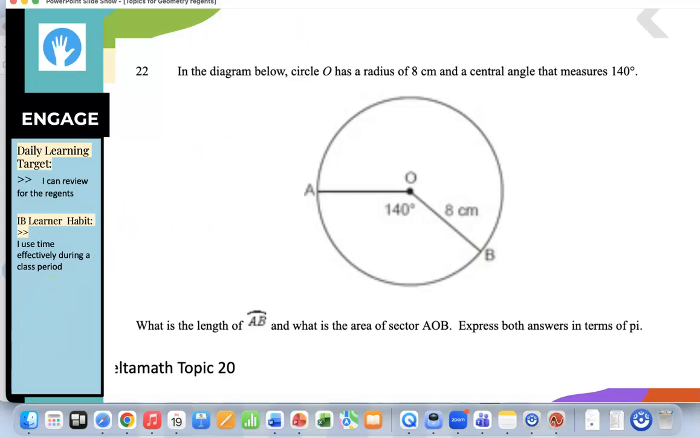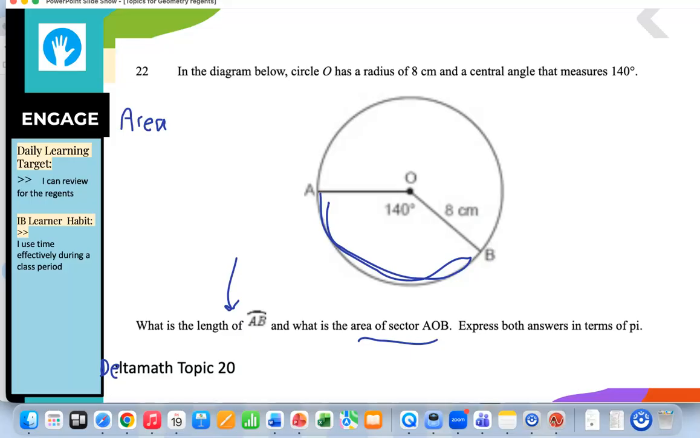Excuse me. Usually they ask about one. Here, I'm asking for both. I'm asking for the length of AB, and I'm asking for the area of sector AOB. So you have to know two different formulas, right? And I know this is supposed to say delta, all right? For those of you who are very observant.